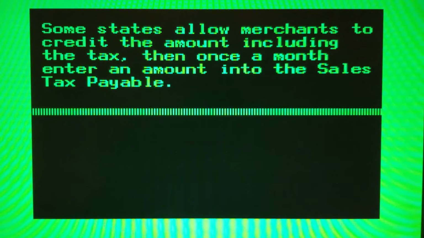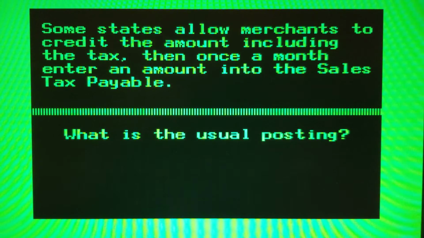Some states allow merchants to credit the entire amount, including the tax, to the sales account, then once a month enter a calculated amount into sales tax payable. This might, for example, be 4/104ths of the total of sales plus taxes imposed. What is the usual posting of a sale?